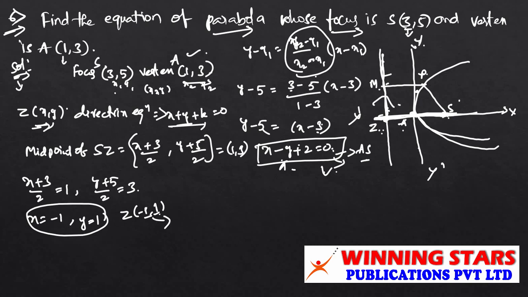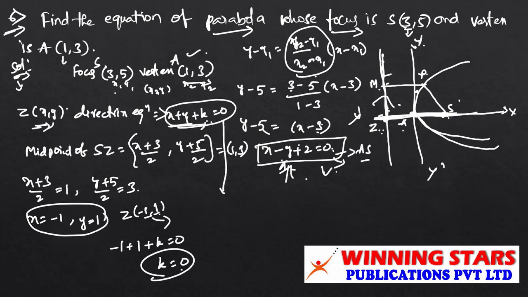So these values I will substitute into this one, perpendicular to this one, no? So in this axis, I will substitute in this one, so it will become minus 1 plus 1 plus k is equal to 0, no. So k is equal to 0 we get here. For the perpendicular directrix, what will we get? x plus y is equal to 0 we will get here.